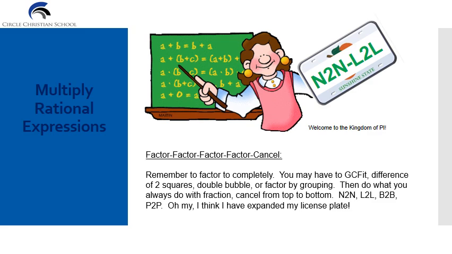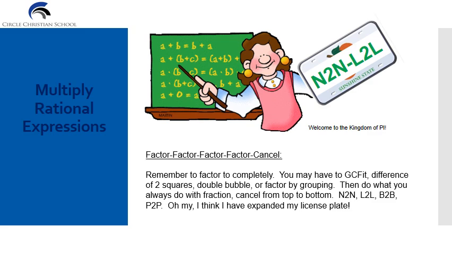Multiplying rational expressions. We're going to have to factor, factor, factor, factor, and then cancel. Just gotta remember to factor completely. You might have to GCF it, look at the difference of two squares, work on the double bubble, or just factor by grouping. Then do what you always do with a fraction, cancel from top to bottom. Take it into its lowest terms.